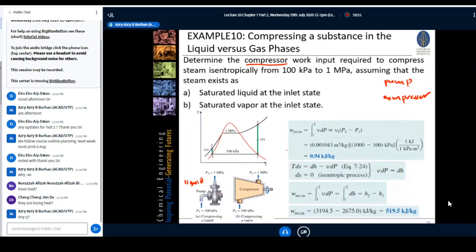Okay, now we know that because V is constant, because you have liquid, that's why I have V1 times P2 minus P1. So you refer to your booklet. V represents the value of V at your saturated liquid over here, right? So this is your Vf.